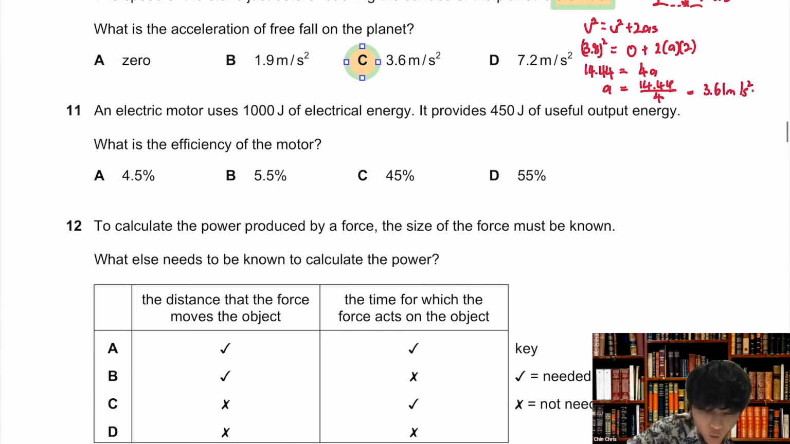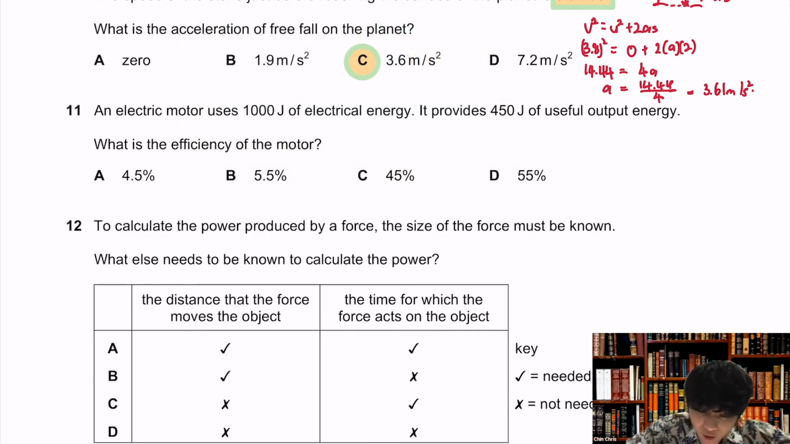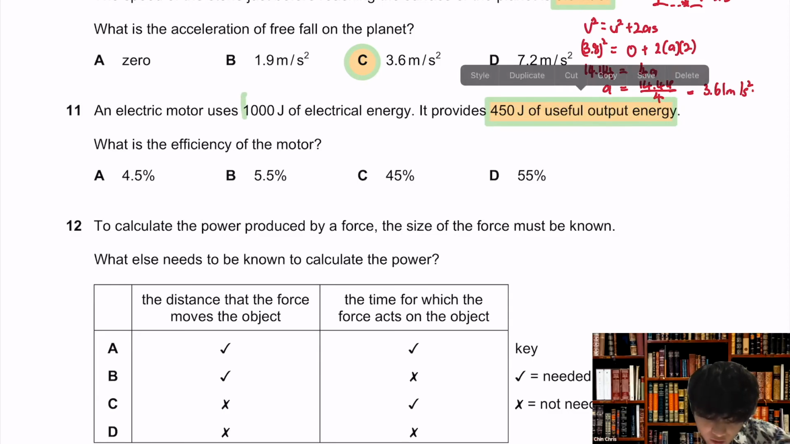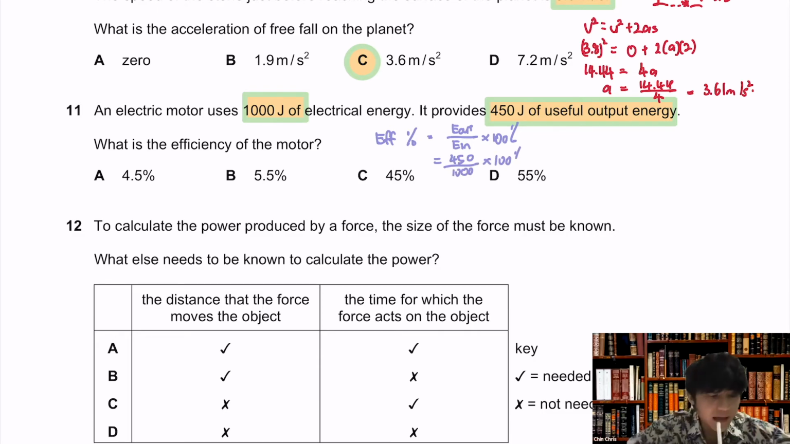Electric motors use 1,000 joules of electrical energy. It provides 450 joules of useful energy output. So you still remember your efficiency, it's basically your energy out over energy in multiplied by 100%. So 450 divided by 1,000 multiplied by 100%. That will give us a value of 45%, isn't it? 45%. B, done.